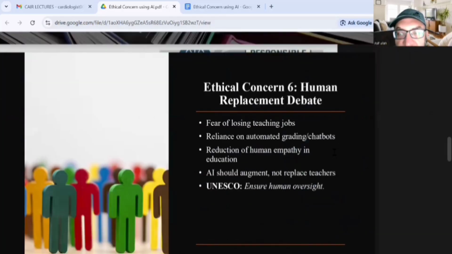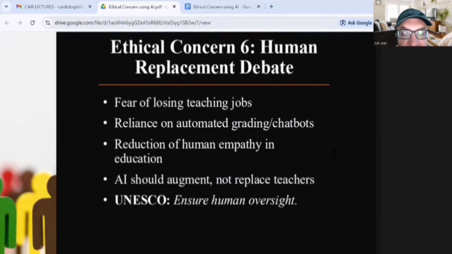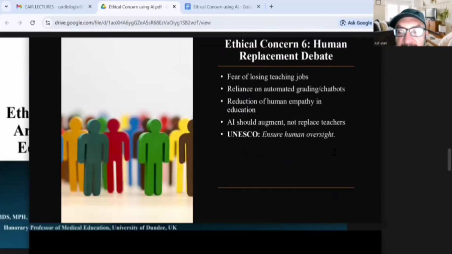Ethical concern number 6, the human replacement debate. Fear of losing teaching jobs, reliance on automated grading or chatbots, reduction of human empathy in education. AI should augment, not replace teachers. UNESCO says to ensure human oversight for this human replacement debate.